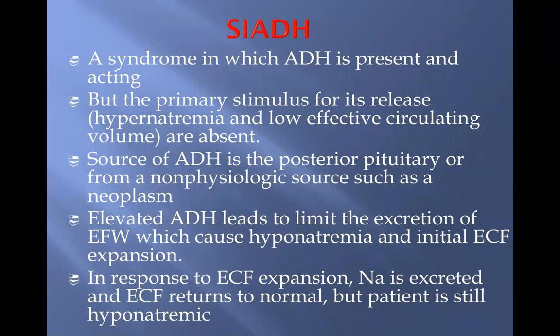The source of antidiuretic hormone normally is the posterior pituitary or from a non-physiologic source such as a neoplasm. An increase in the antidiuretic hormone limits the secretion of extracellular fluid water, which causes hyponatremia and initial extracellular fluid expansion. In response to this expansion, sodium is excreted and extracellular fluid returns to normal, but the patient is still hyponatremic.